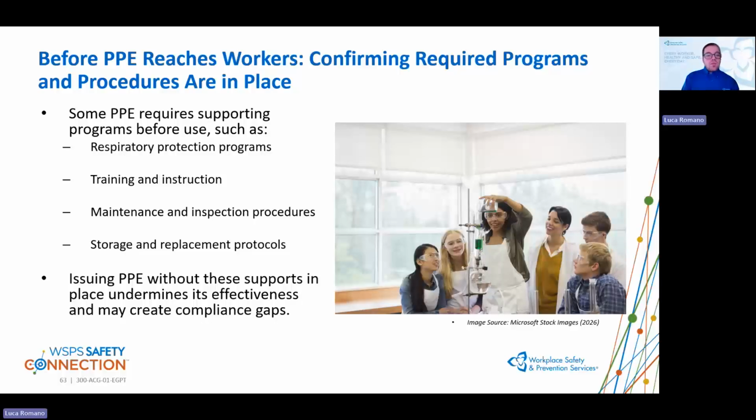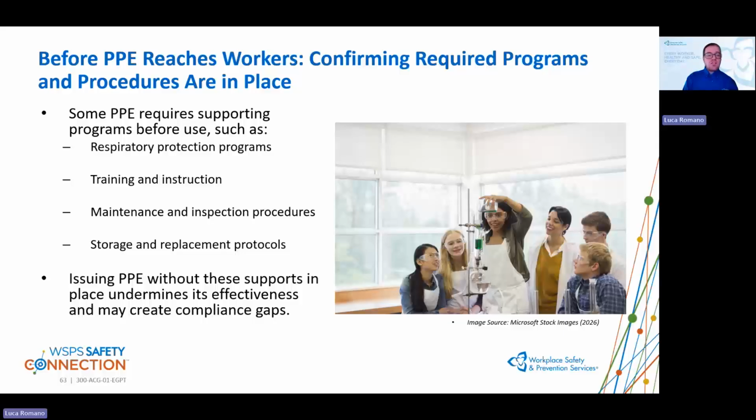Some personal protective equipment will require supporting programs as well before issuance. If we buy respirators, as an example, there needs to be a respiratory protection program in place. That is a legal requirement. Another thing could be fit testing in terms of respirators. We want to make sure we're training and providing instruction to workers as well. We want to make sure that they understand why they're using the equipment, the nature of the hazard, and what have you.